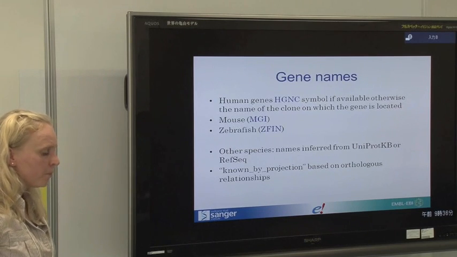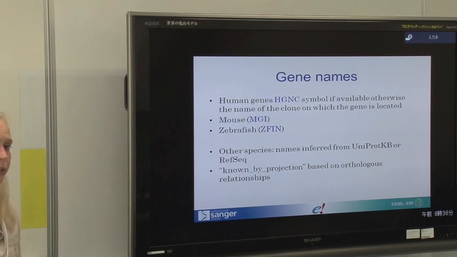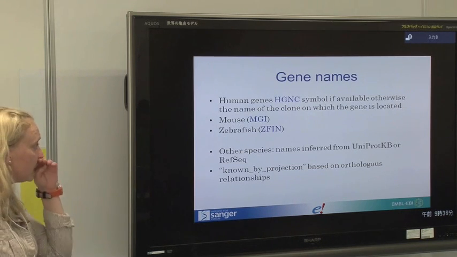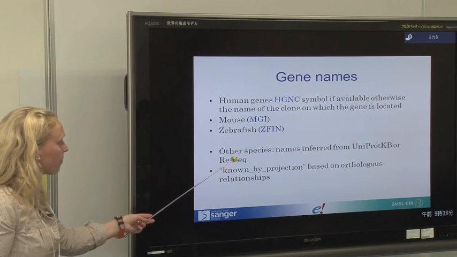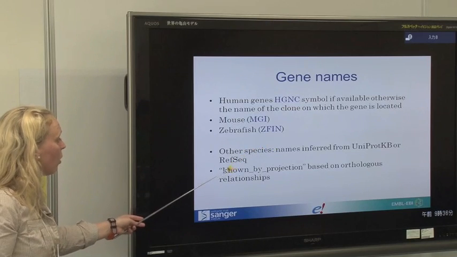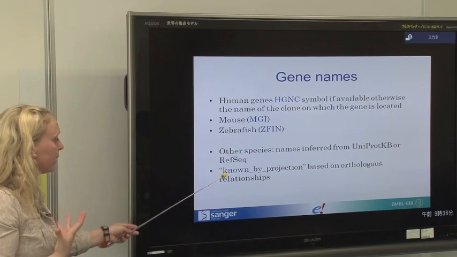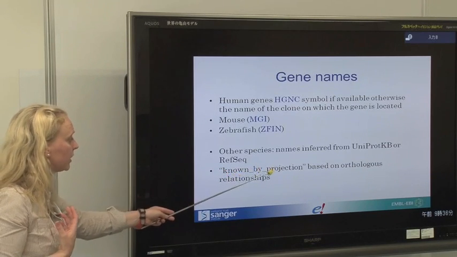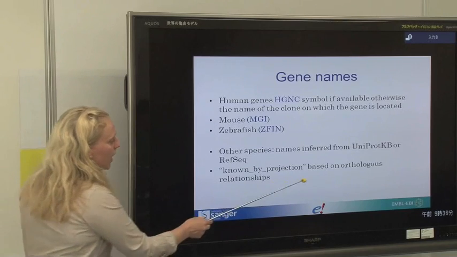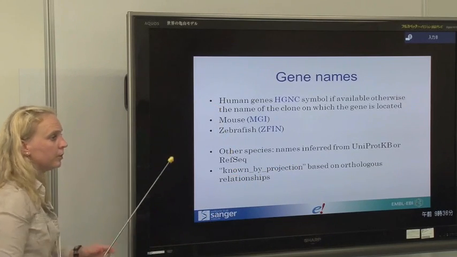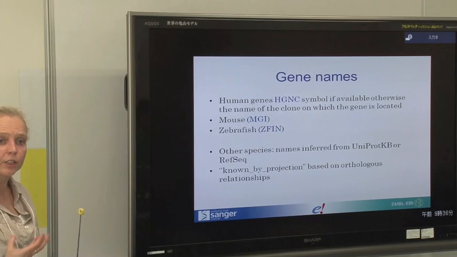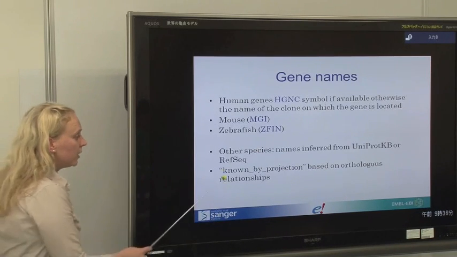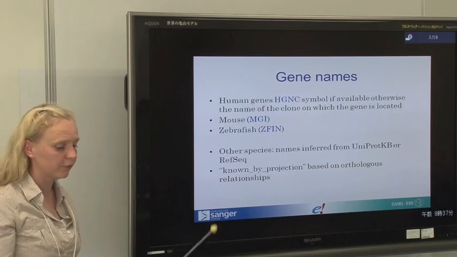Now, where do gene names come from? For human genes, we have a consortium which decides on gene names, and it's called the HGNC. The same is available for mouse and zebrafish. For other organisms, in most cases, we try to get names inferred from UniProt or RefSeq, or they will be added by something you will see sometimes known by projection. It just means that the name comes from an orthologous relationship. So for example, I use human gene to predict the gene in chimpanzee. So I will use the name of the gene in human, for example, BRCA2 in the chimpanzee. So then the name would be known by projection. I'm just projecting it from another species.